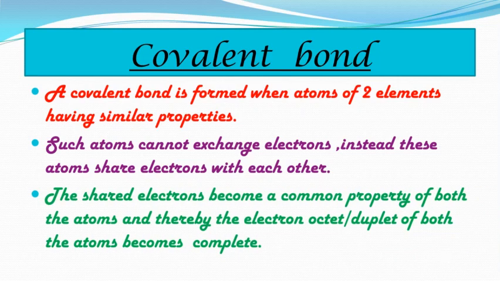The shared electrons become a common property of both the atoms, and thereby the electron duplet or octet of both the atoms becomes complete. That means while sharing electrons with each other, their last shell is completely filled with the proper number of electrons. So in short, what is a covalent bond? This is a bond which forms between two identical elements, and it is formed by sharing of electrons between the two atoms.